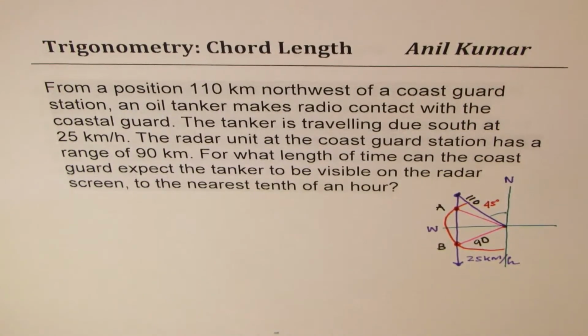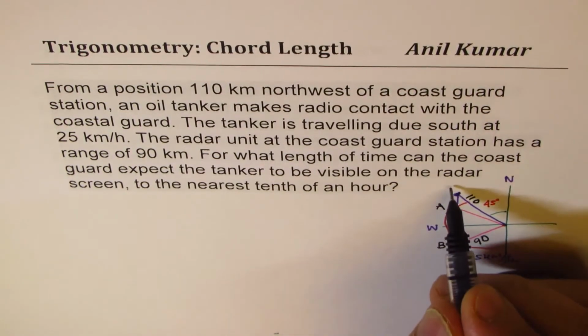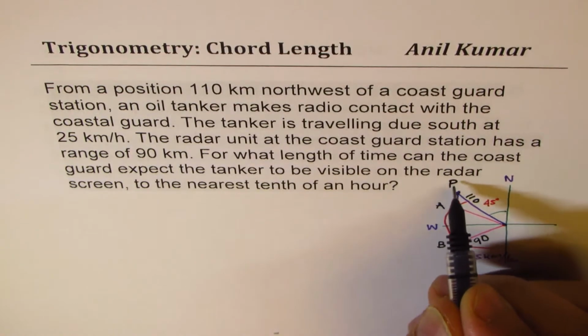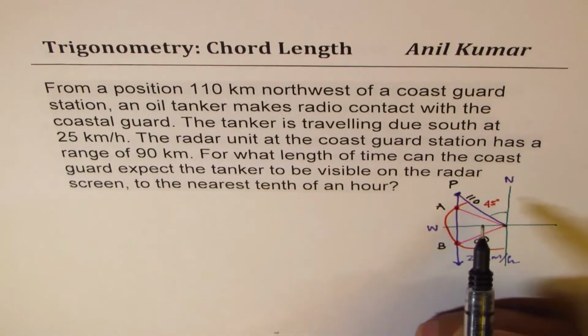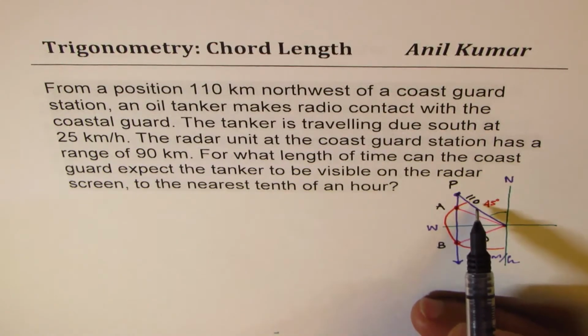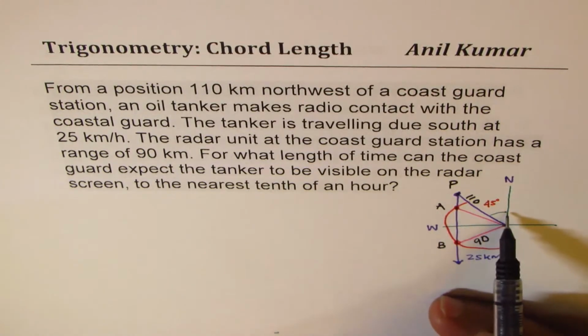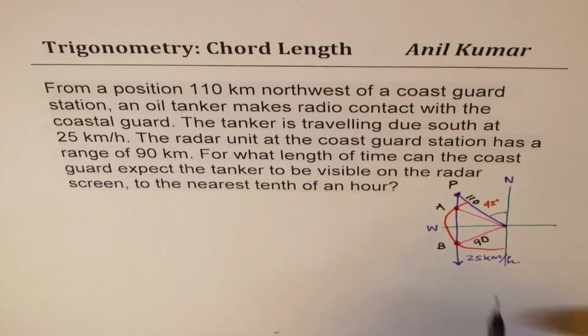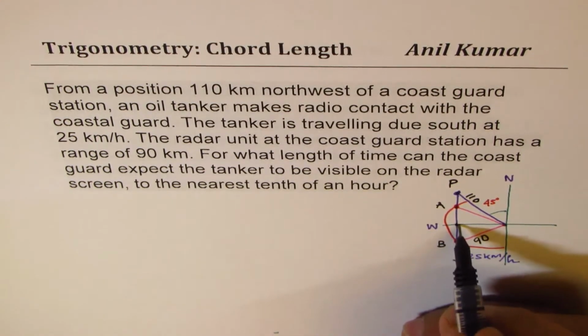Now we'll actually use another method here, from the initial position. Let's say this is our initial point P where the tanker makes a call. It is 110 away, making an angle of 45 degrees. So that means this angle is also 45 degrees. So let's find the point here. Let's call it Q.